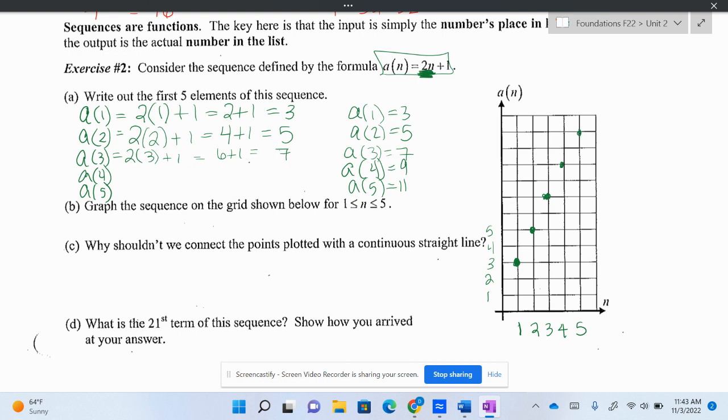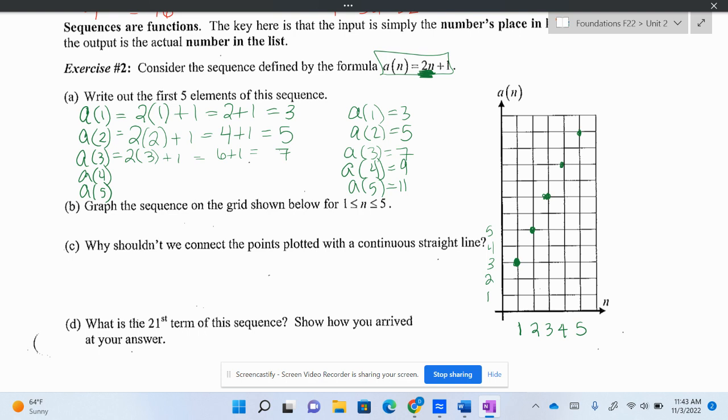Are we going to connect these with a line? No, because these are whole numbers. Actually, they're natural numbers. So are we going to figure out what happens when n is 0? No, because we don't start with 0. We always start with 1. Okay? Does that make sense?